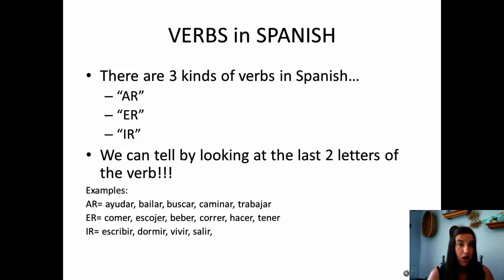I would say the vast majority of verbs in Spanish are AR verbs. Most verbs end with AR. There are fewer ER verbs and a lot less IR verbs. But I can promise you this, take my word, any verb in Spanish is going to end in either AR, ER, or IR. There are no other kinds of verbs in Spanish. So any verb that you encounter is going to fall into one of these 3 categories in its infinitive form. That means before you conjugate it. So we're gonna change the verbs, but before we change them, they're going to end in AR, ER, or IR.